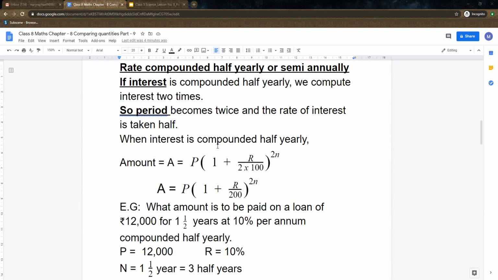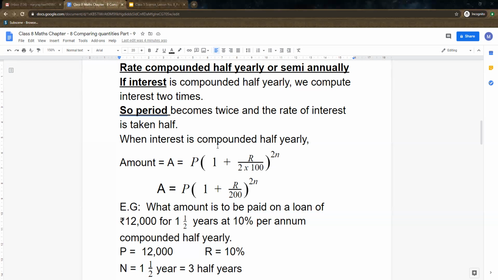That is, there are some banks that do not wait for completing one full year. When half a year, that is 6 months, is over, they calculate interest for 6 months and add it to the principal. So they get the amount at the end of the half year. That amount is considered as the principal for the next half year. Then again they calculate interest for the next 6 months, and like that they go on calculating interest. This way interest is calculated every 6 months, or half yearly. Then it is called interest compounded half yearly.